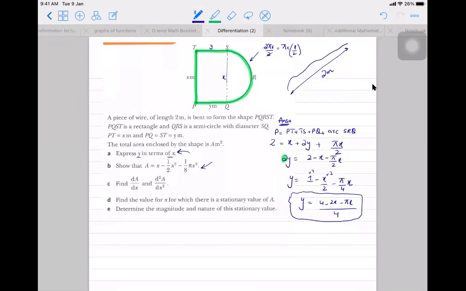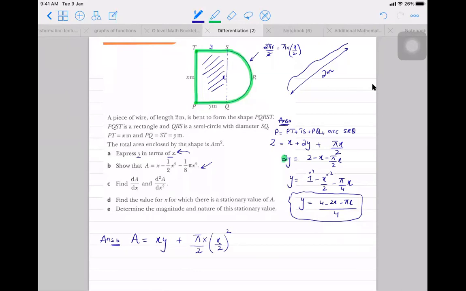Now if I do the working for finding the area, I know it's a rectangle, so the rectangle will have an area of x times y, and the area of the semicircle is just going to be pi r squared over 2. The radius was x upon 2. Sir, for example, if part A wasn't given to us, then also we would have been required to find y in terms of x, right?